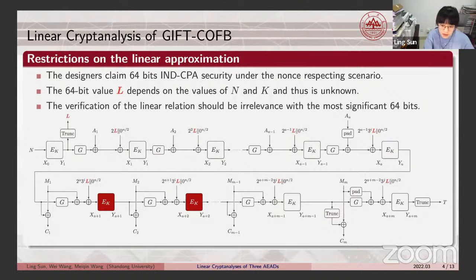Secondly, note that the most significant 64 bits of the input for the EK function are masked by the value L, and L depends on the value of N and K, so L is unknown. Therefore, the verification of the linear relation should be irrelevant with the most significant 64 bits. So to accomplish the search of linear approximations fulfilling this restriction, we attempt to encode it with Boolean equations.